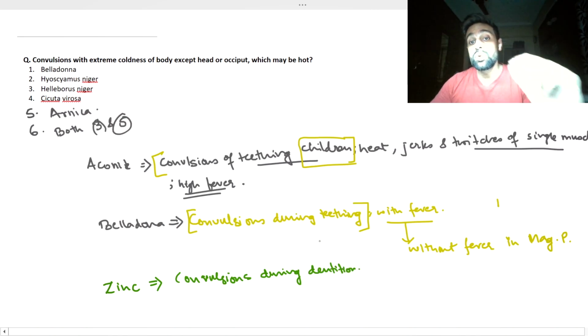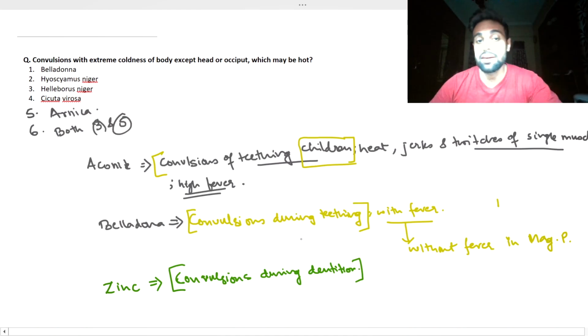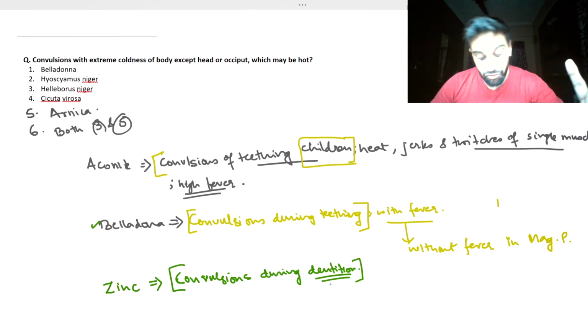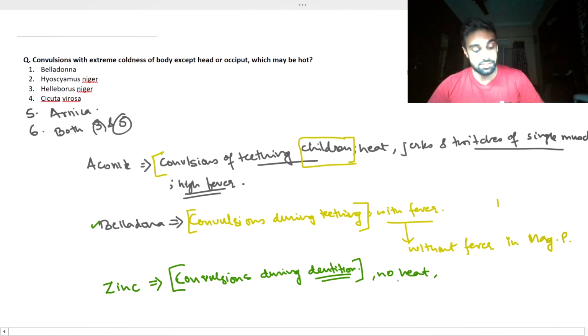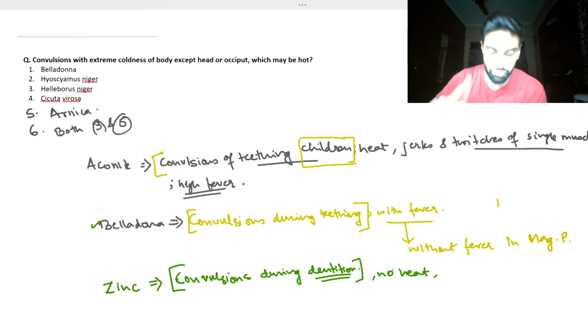So convulsion during dentition, if this line is given, then do not confuse it with belladonna, because it is convulsion during teething, not dentition. The word has changed in zincum. It is convulsion during dentition with pale face, no heat. There is no heat, except perhaps in the occiput, no increase in temperature. And in the symptoms itself, it is written reverse of belladonna. Means belladonna has convulsion with fever, but zincum has convulsion without fever.